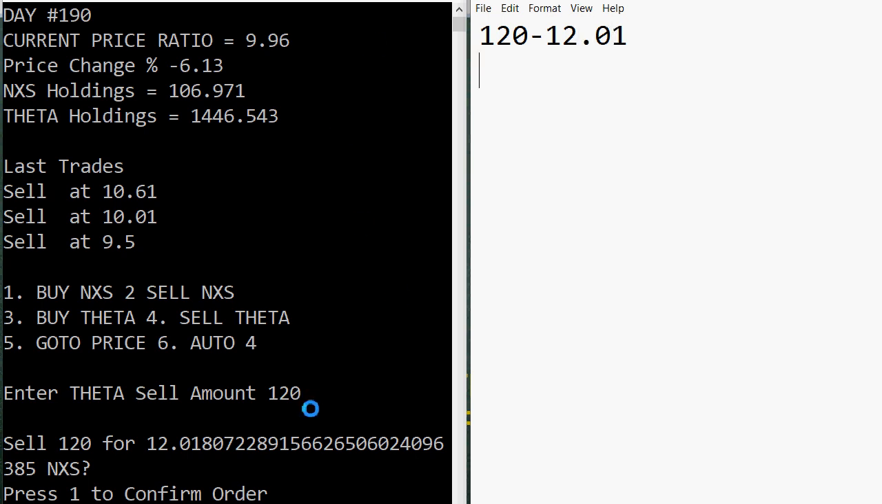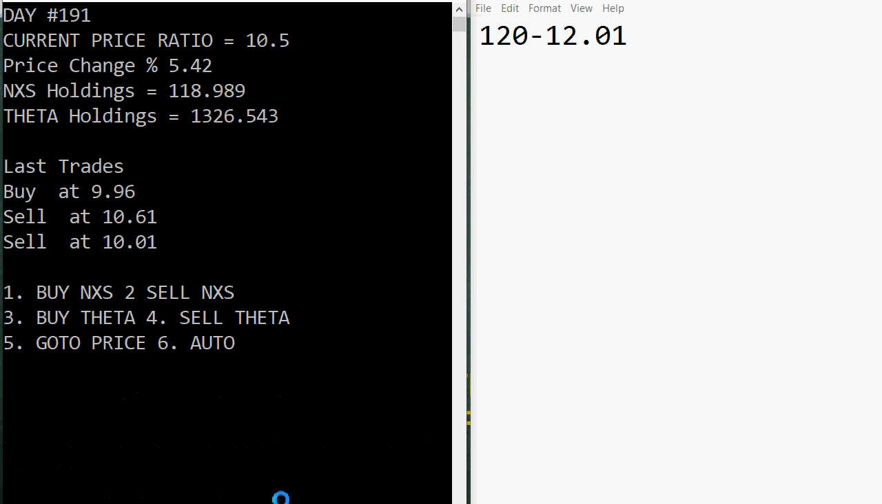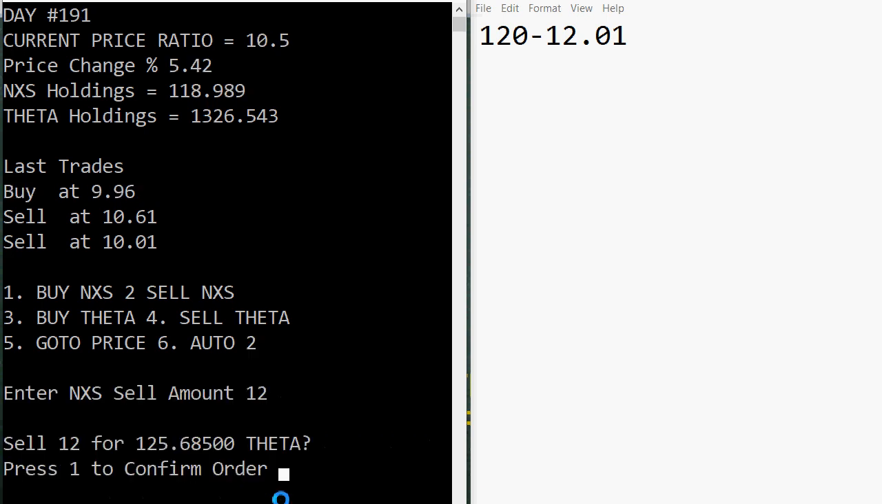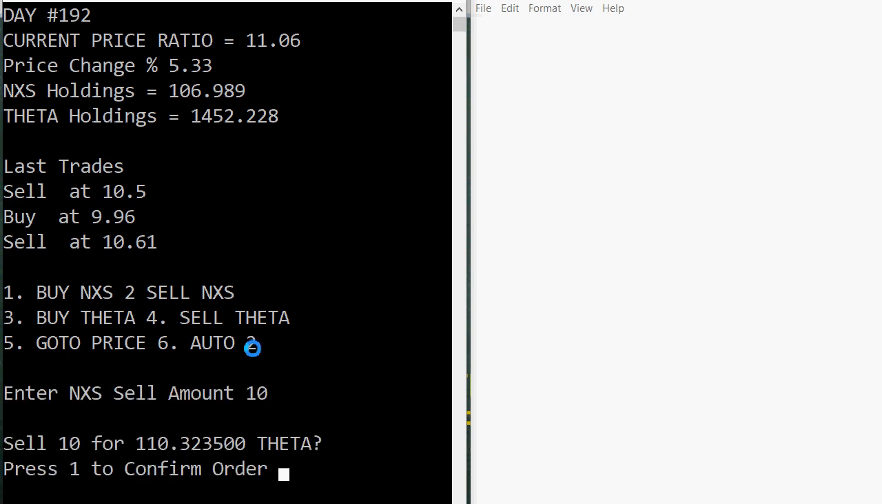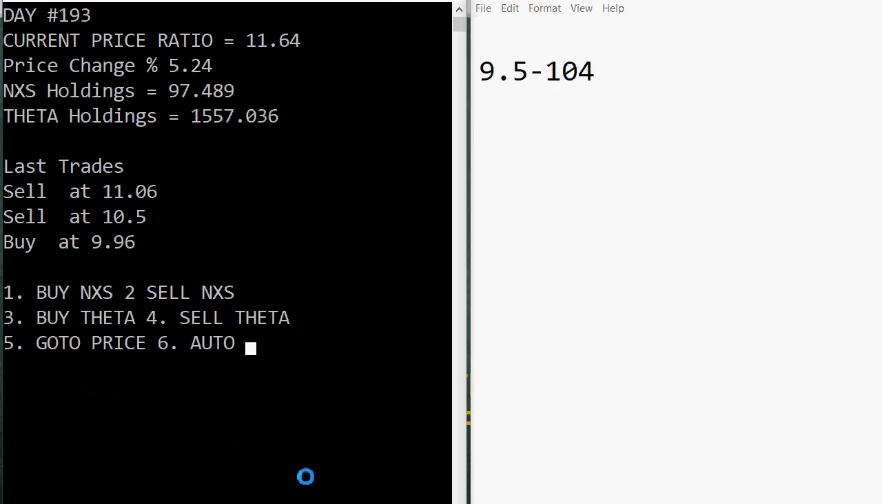I guess I'll do the big number first. Okay, so it's sell 12 for 125. And it's a new order here. And now we're starting off with a sell first. And that's if I were to sell like, say, 10, that would be like 110. Let's do like 9.5. And we'll do 104. We'll round that down. And we'll do a new one.